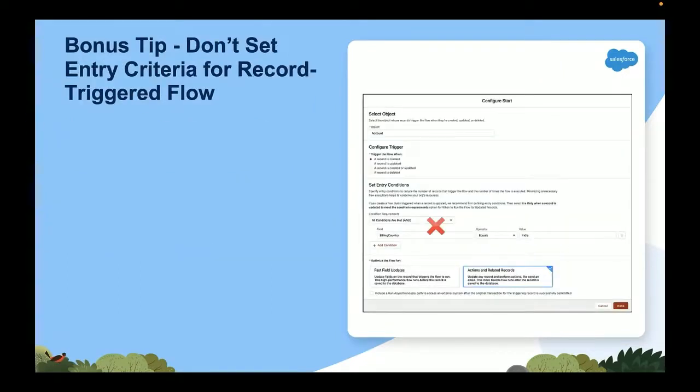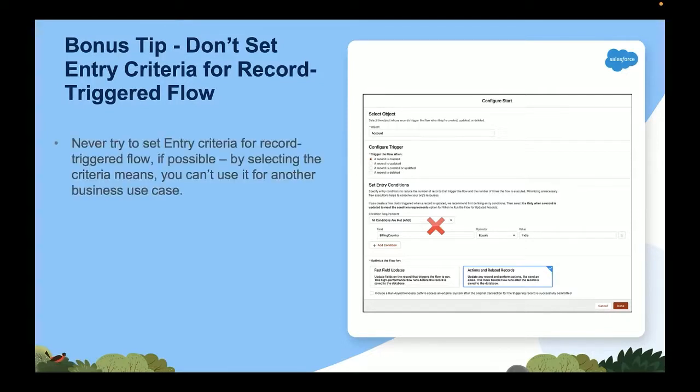Bonus tips. One of the most asked questions on my blog is how do I manage one record trigger flow per object per type? Do you have any tips? Yes, I do. The first is never try to set entry criteria for a record trigger flow, if possible. You can see here in this requirement, I selected billing country equals India. Do not do this. There are a few reasons for it.